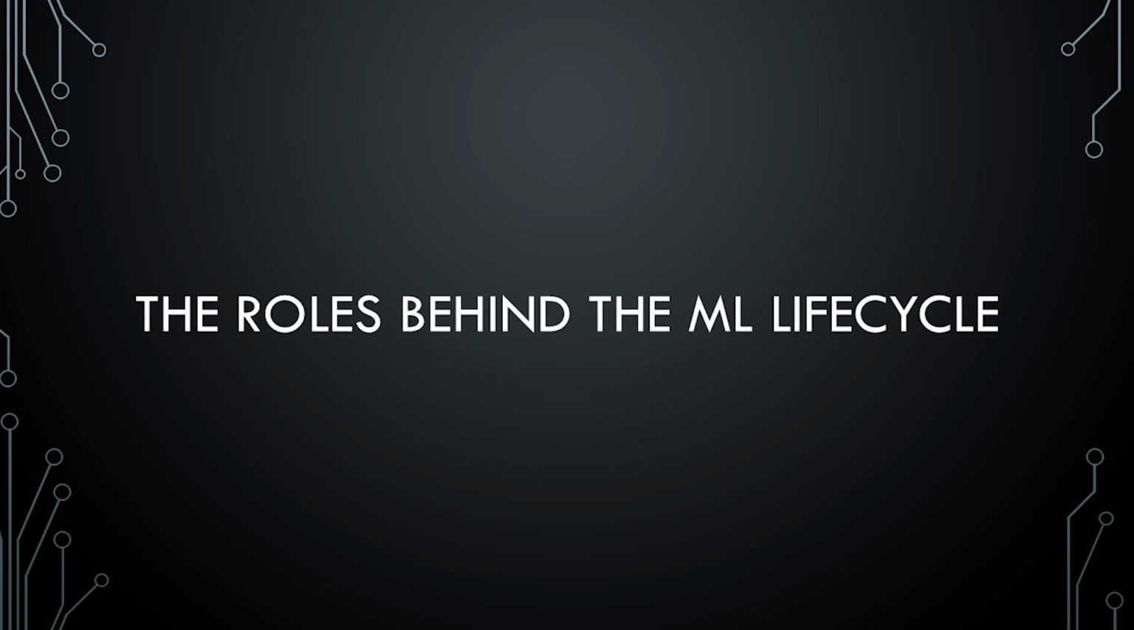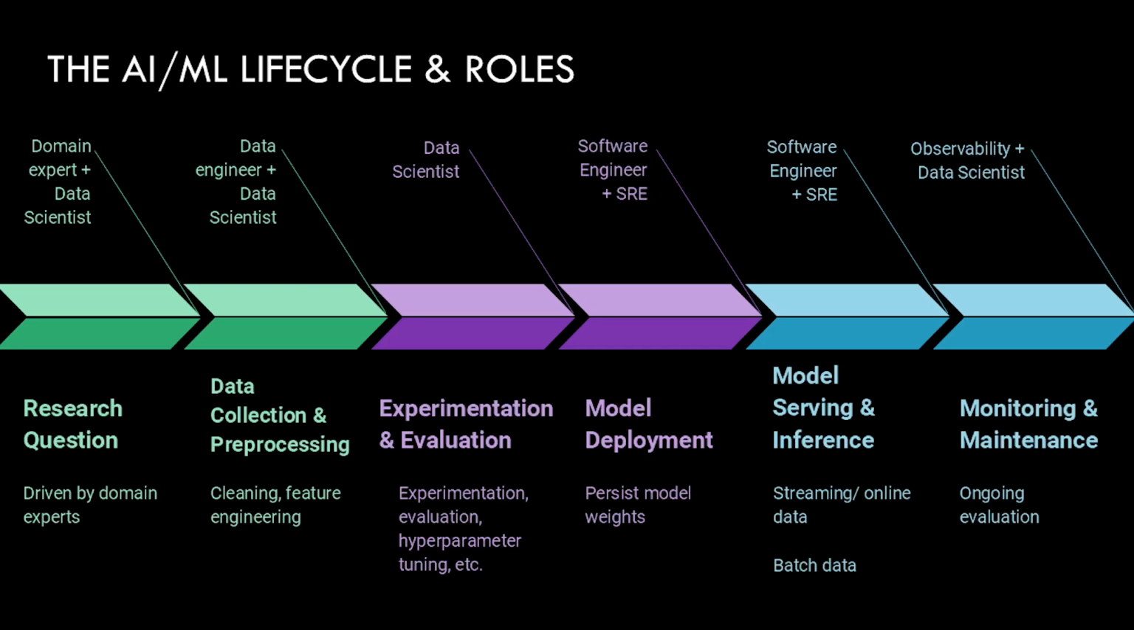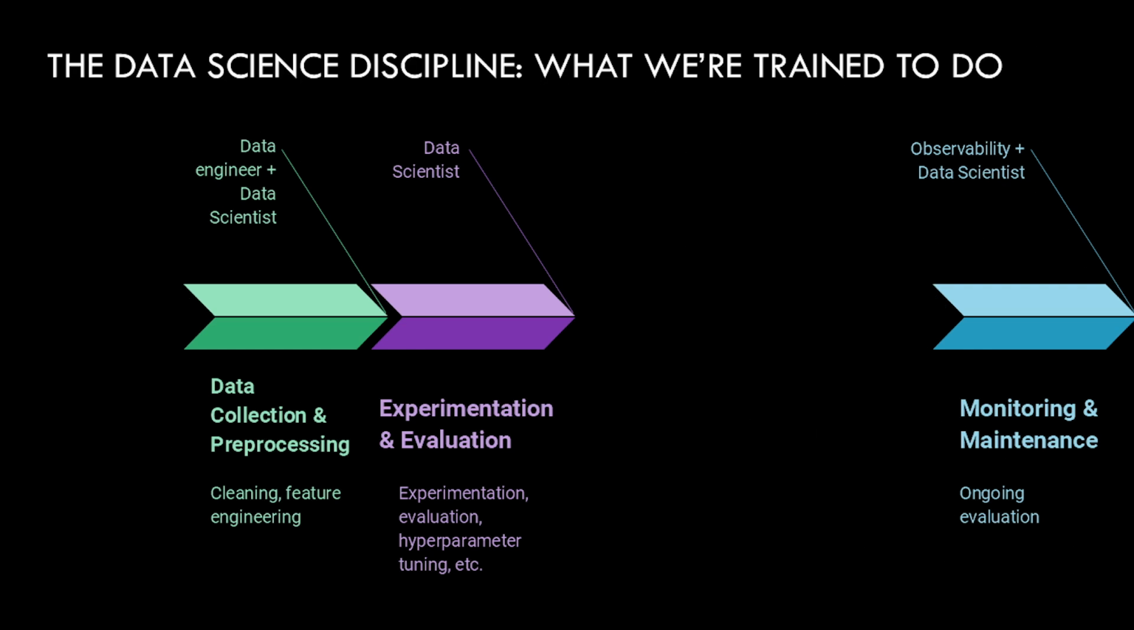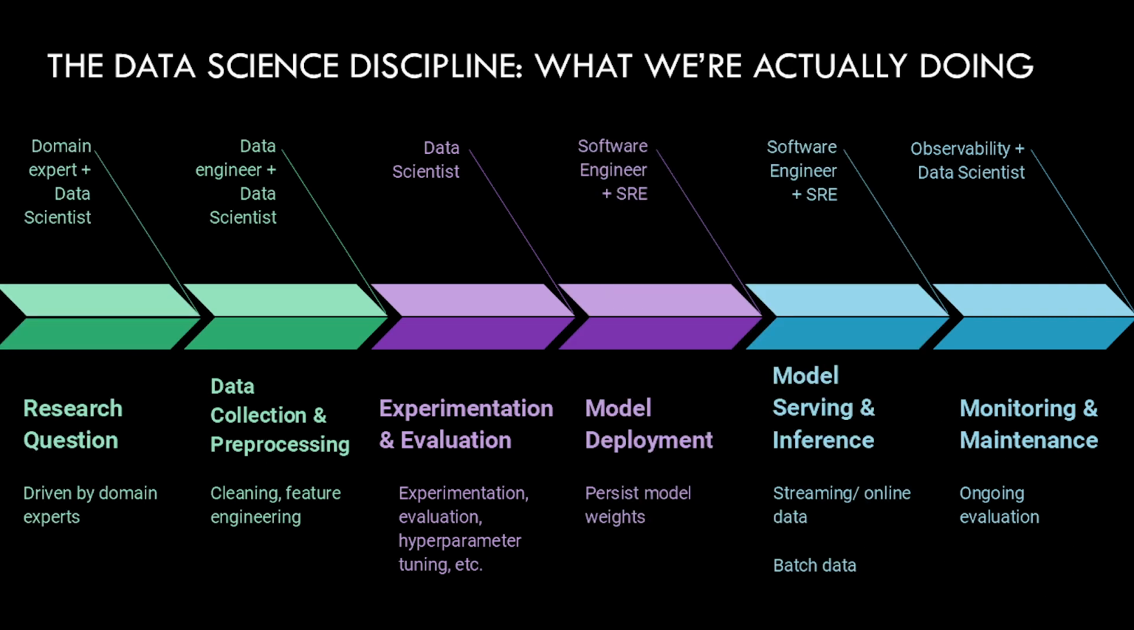Let's look one more time at the roles behind the AI/ML lifecycle. We talked this through a little bit earlier. In the AI/ML lifecycle, domain experts, data engineers, data scientists, software engineers, site reliability engineers, and observability teams all work together to build, test, deploy, and serve a model. These are the bits that data scientists are trained to do. In your data science coursework, these steps will likely be the most familiar. We become experts at data collection and pre-processing, experimentation and evaluation, and monitoring and maintenance. And this is what data scientists are actually doing.